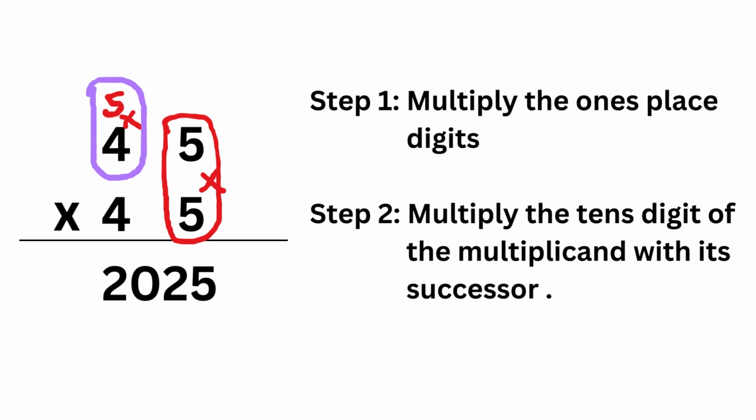So if we combine these two, we would get the total answer as 2025. This is the answer for 45 multiplied with 45.